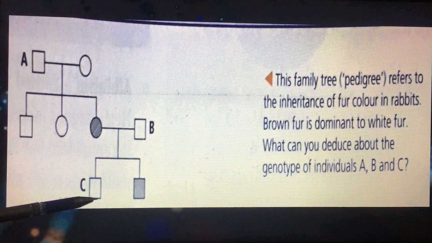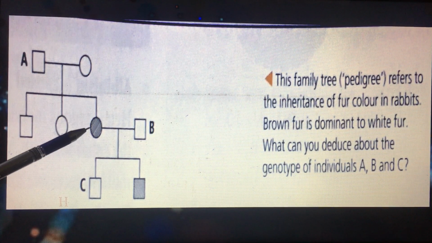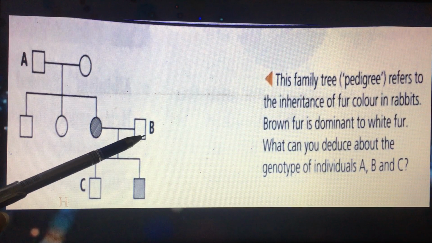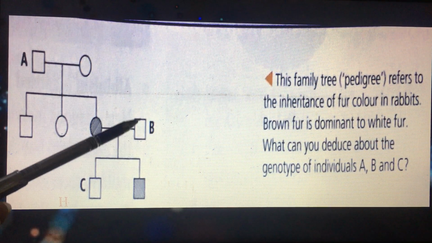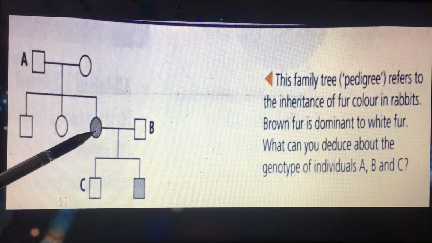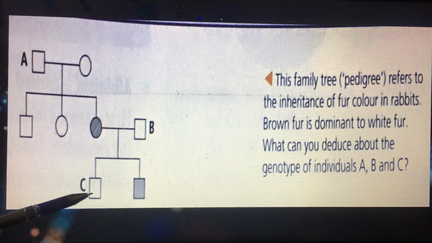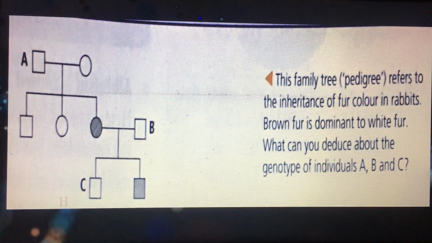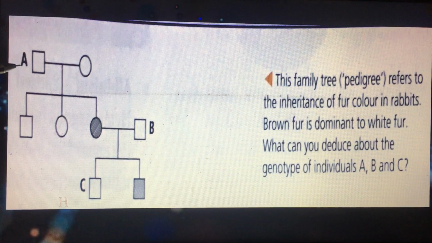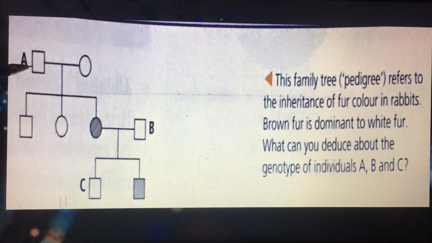This one is B small, so when B capital connects with B small, one of the offspring will be B capital, B small. So genotype A is B capital, B small.